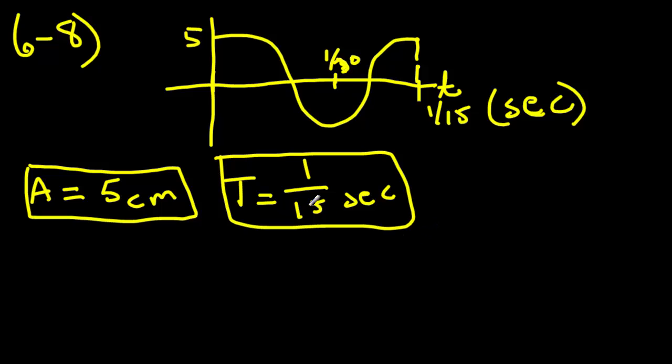Now, the third one is frequency. Like we said before, frequency is equal to 1 over the period. Now 1 over 1 over 15 is equal to 15, and this is in hertz.